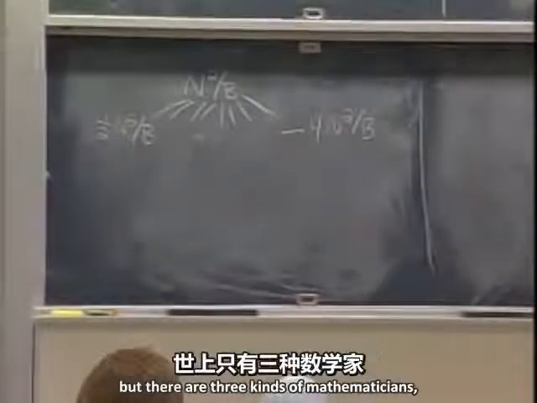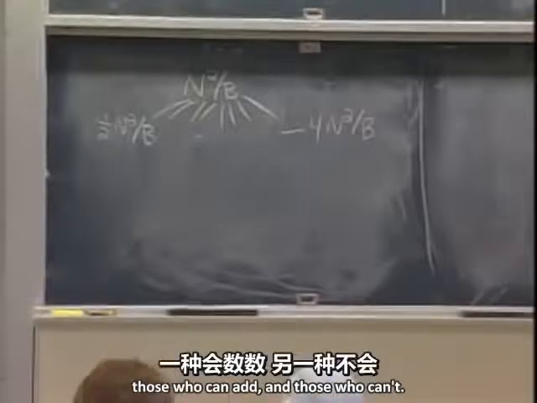I probably already said it, but there are 3 kinds of mathematicians: those who can add, those who can't.